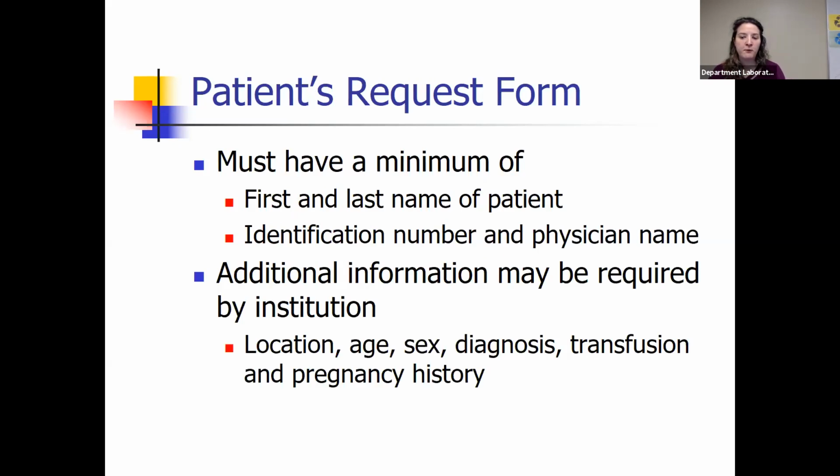Your patient's request form must have a minimum first and last name of your patient, an identification number, and the ordering physician, okay? Additional information is very helpful for you when you're doing your history check and your testing. What's the age of your patient? Is it male or female? What's their ethnicity? What's their diagnosis? Where are they located in your hospital?